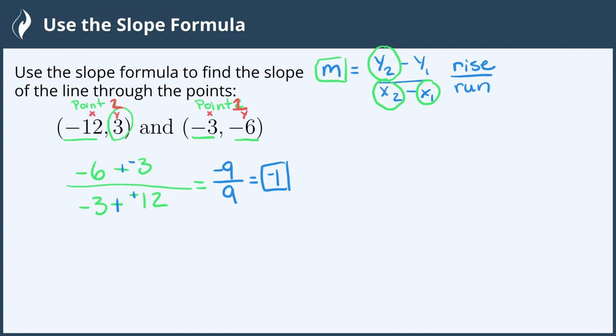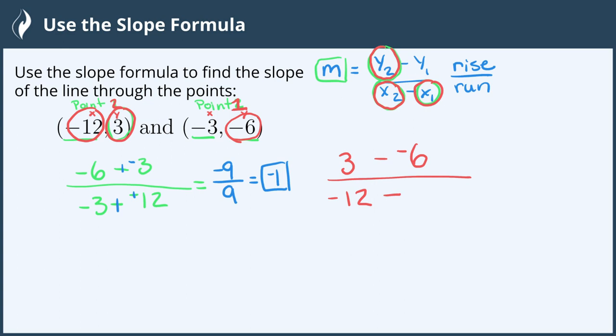So in this case, the second y value is actually the 3. So we'll start with 3, subtracting the first y value, which is over here, because we've redefined it as point 1, is -6. And then on the bottom, we need the second x value, which we redefined as this one, -12, and subtract the first x value, which we redefined as being point 1 over here, and that's -3.